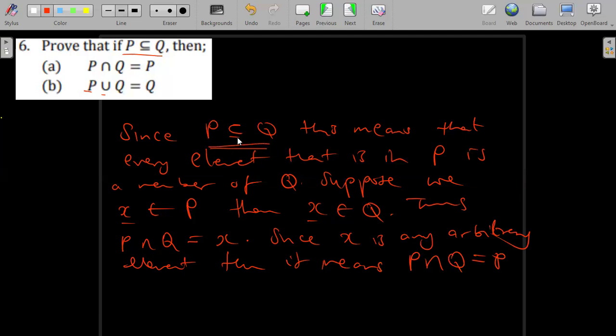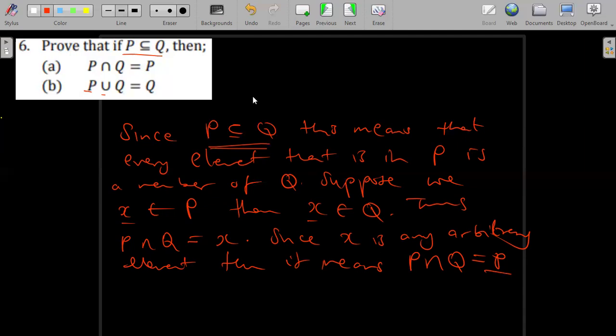Since P is a subset of Q, if P has an element X, then Q also has that element X. And since P is contained in Q, that element which is in P is also in Q, and that same element is the intersecting point for both. But since that element is in P, it's going to be the set P. That's the reason why we conclude like this.